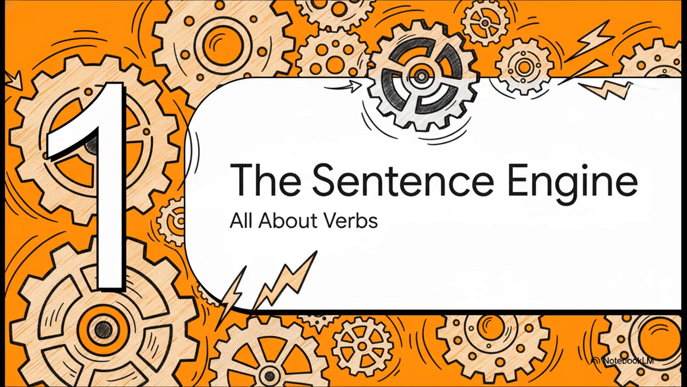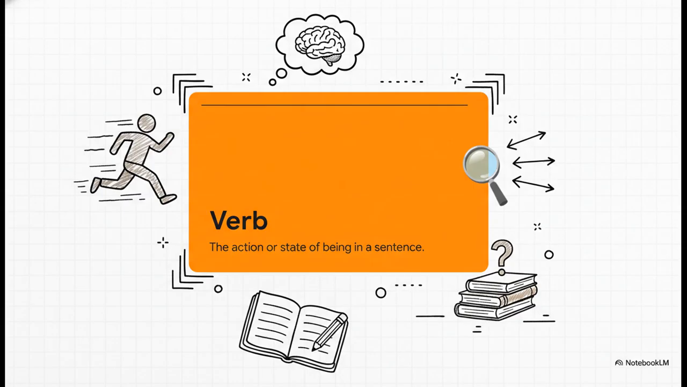So first up, let's talk about the absolute heart of every sentence, its engine. This is the part that makes everything happen, that drives all the action forward. And I'm talking, of course, about the verb. At its core, the definition is actually super simple. A verb is just a word that shows an action, like run, write, or think. Or it shows a state of being, like is, are, or seems. No verb, no sentence. It is literally that important.